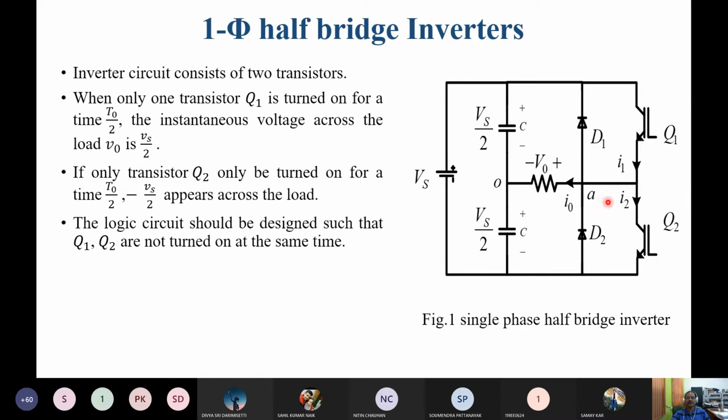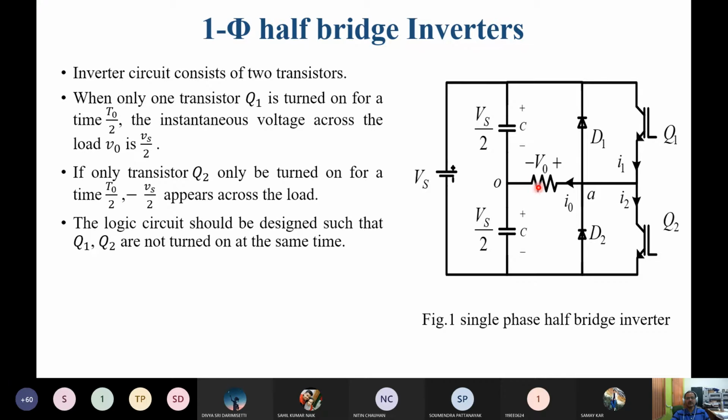I'm explaining again. When it is a resistive load, no problem, diodes are not required. Q1 is on, so the voltage, positive and negative, will appear across the load. When Q1 is off and Q2 is on, the current direction will change. Voltage polarity across the load will change. So we will get an alternating voltage across the load.